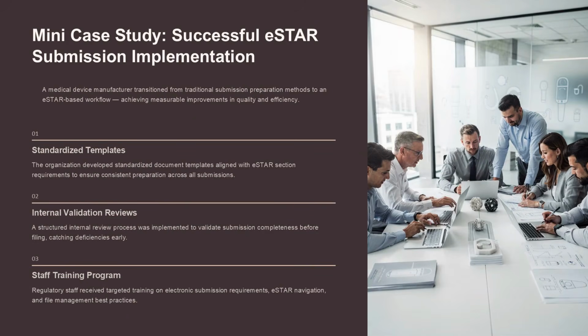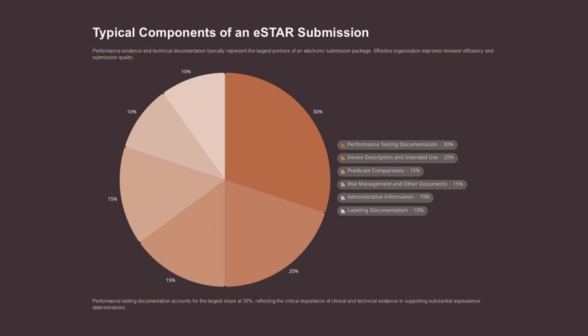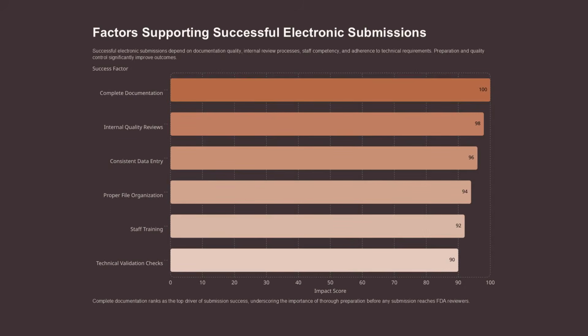A medical device manufacturer transitioned from traditional submission methods to an eSTAR-based workflow, achieving measurable improvements in quality and efficiency. Standardized templates, internal validation reviews, and staff training were key to success. Performance testing documentation represents the largest portion of an eSTAR submission package. Effective organization improves reviewer efficiency and submission quality. Successful electronic submissions depend on documentation quality, internal review processes, staff competence, and adherence to technical requirements. Preparation and quality control significantly improve outcomes.